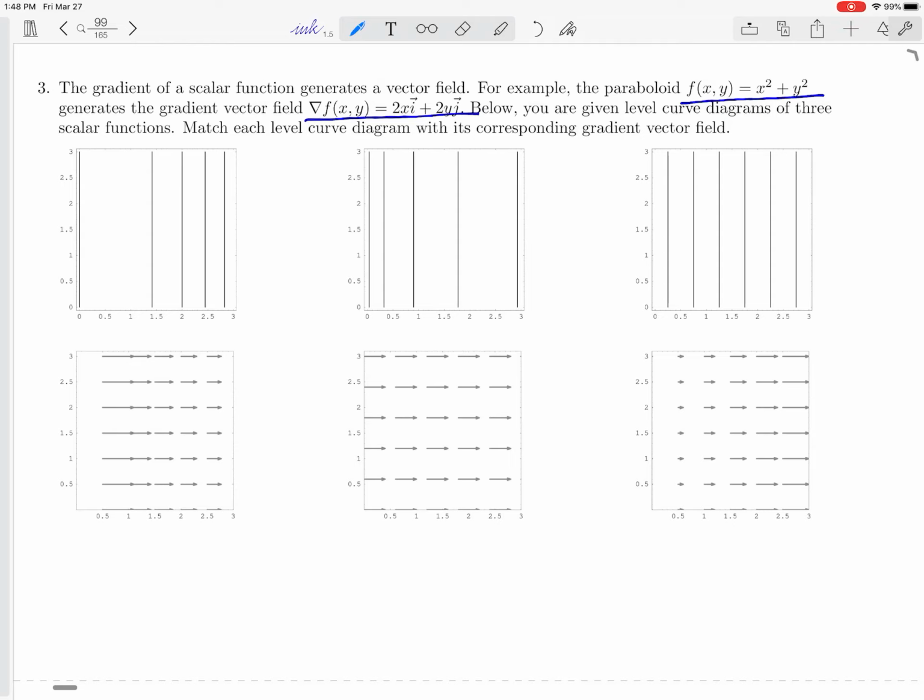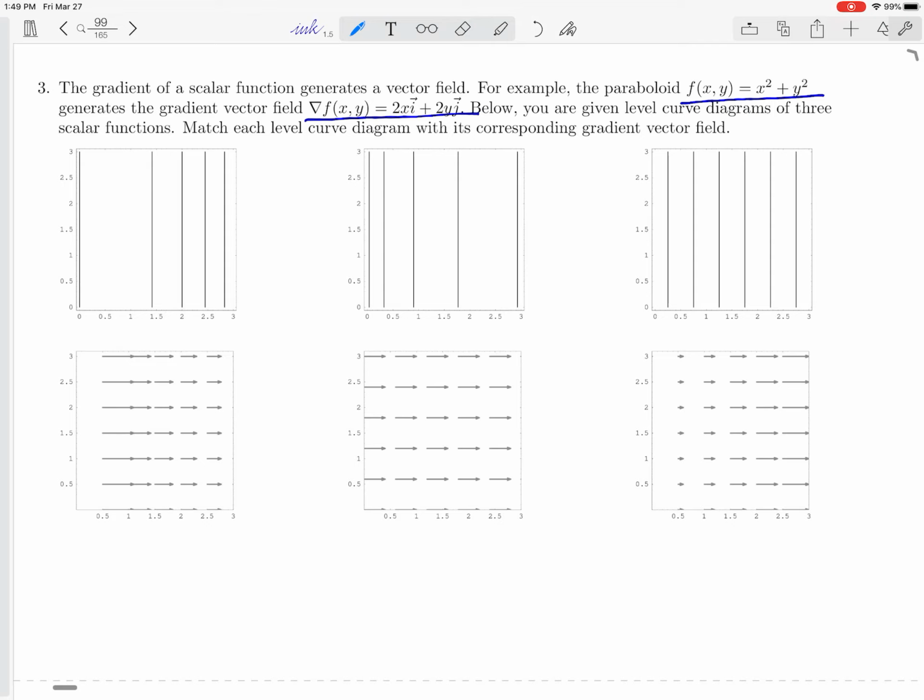And then in the past, in chapter 14, we plugged in values and we knew that the gradient pointed in the direction of steepest ascent, and we used it to compute directional derivatives and things like that. But you can also look at the gradient as a vector field that just generates a vector at any point on the xy plane. So here we are going to, in this exercise, look at what these vector fields look like.